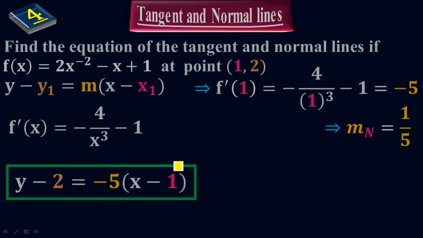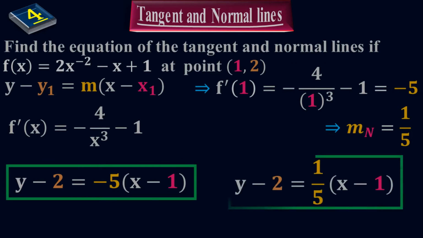Now to write the equation of the normal line. This is going to be the equation of the normal line. The slope of the normal line is 1 over 5. Plug in m equals 1 over 5 here. The other two things are the same for both the tangent line and the normal line, which are x sub 1 and y sub 1: 2 here and here, 1 here and here. But the difference is the slope. The slope of the tangent line is negative 5 and the slope of the normal line is 1 over 5. So I got both the equation of the tangent line and the equation of the normal line, which have been asked.